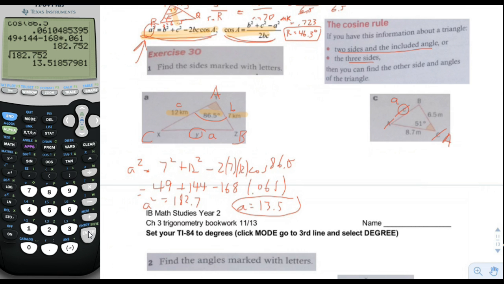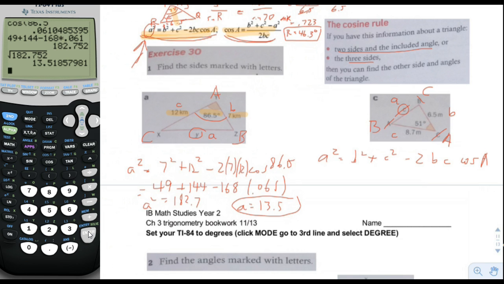So since we renamed that, we're going to have to rename this one too. This will be big B, and this will be big C, right? We're going to do alphabetical order clockwise. And then because we did that, this is small c and this is small b. Okay, now we're ready. So now we have a squared equals b squared plus c squared, we're just copying this formula here, minus 2bc cosine of big A, sorry.